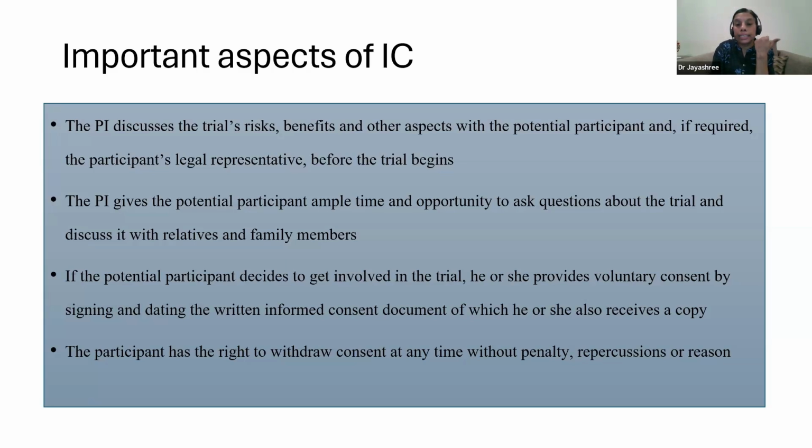In some places, the consent process is video recorded, and these are maintained in the trial folders. And if the potential participant decides to get involved in the trial, then he or she provides voluntary consent by signing and dating the written informed consent document, which has to be countersigned by the PI and also by a witness, and a copy of the same has to be given to the participant. And as said before, the participant has a right to withdraw consent at any time without any repercussions. They need not give any reason, and there will be no penalty on the participants for withdrawing from the trial at any point in time.